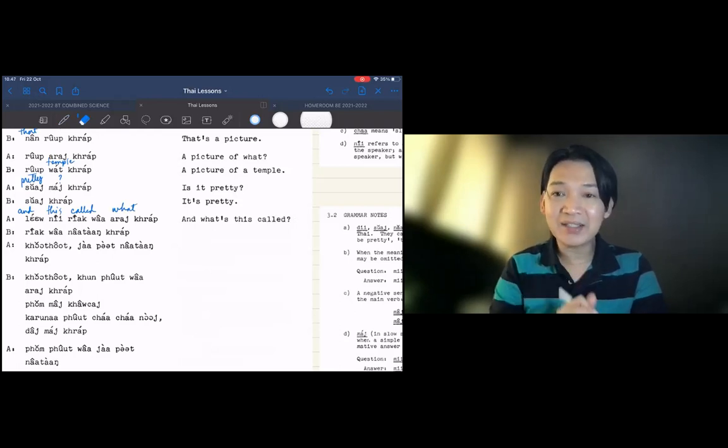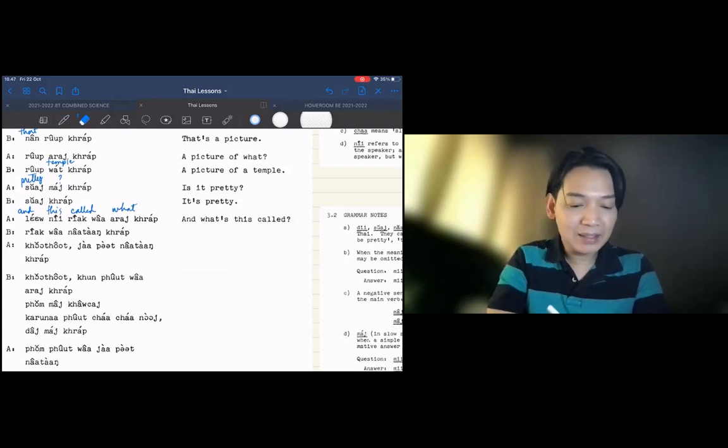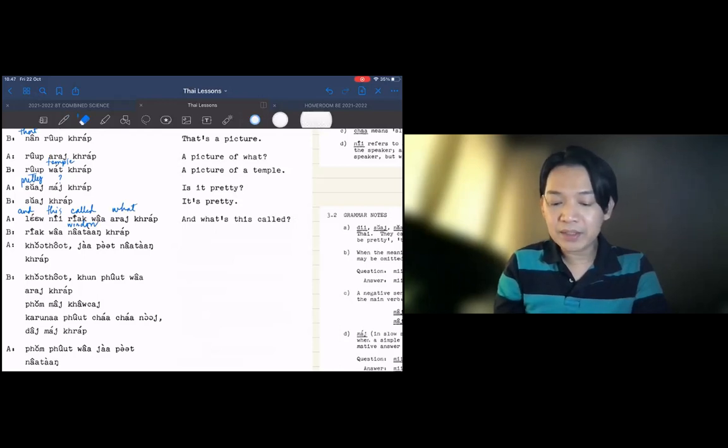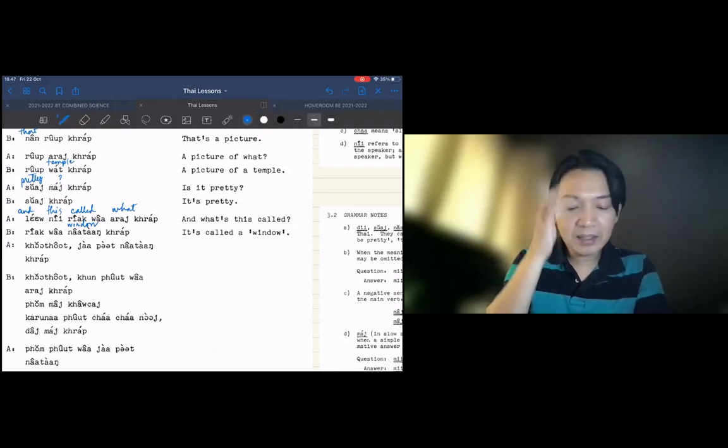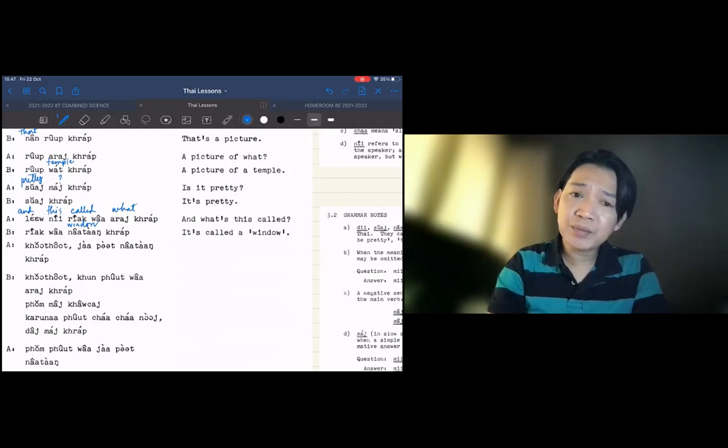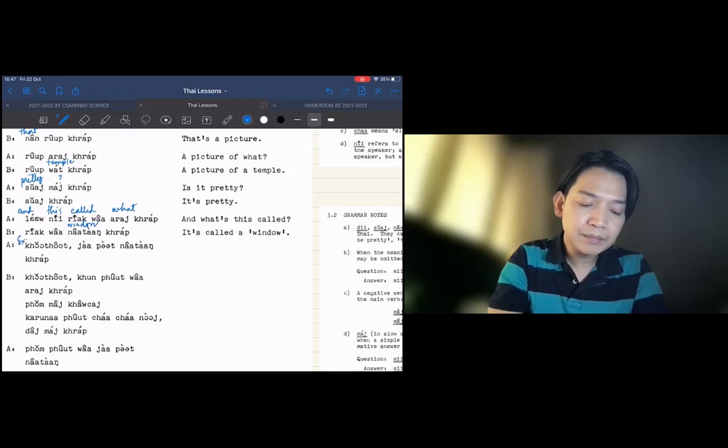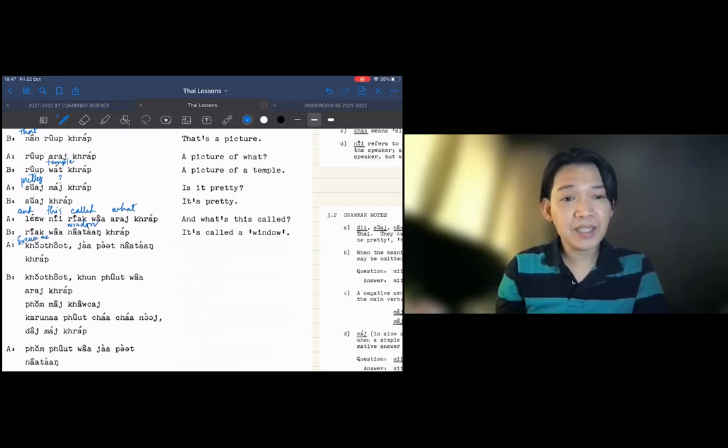So notice that he answered again with the verb riyak. Natang krap. Natang is, from our vocab list earlier, a window. This is called a window, or it's called a window. And then speaker A continued on, korthot. Korthot is a word which could mean excuse me or I'm sorry. So you could say I'm sorry.